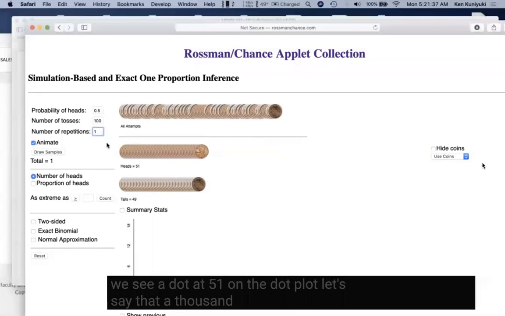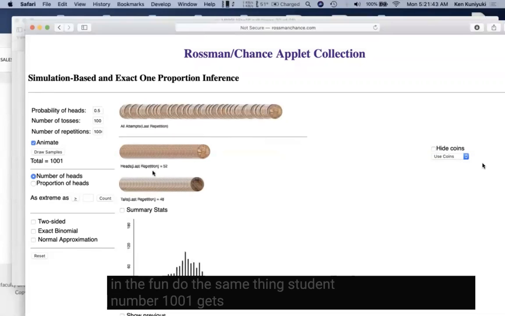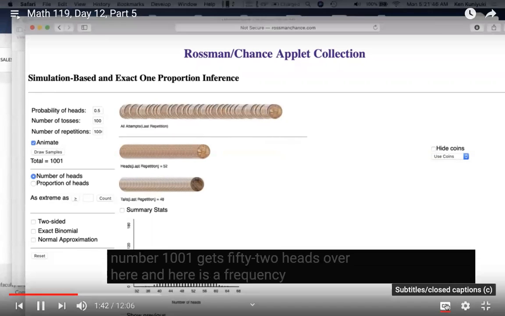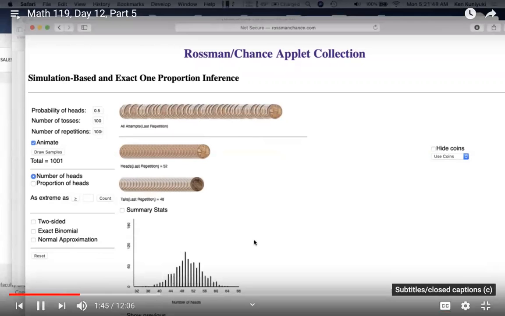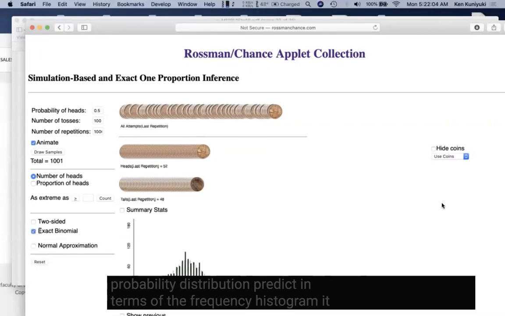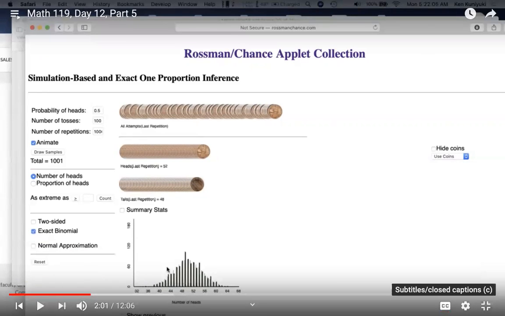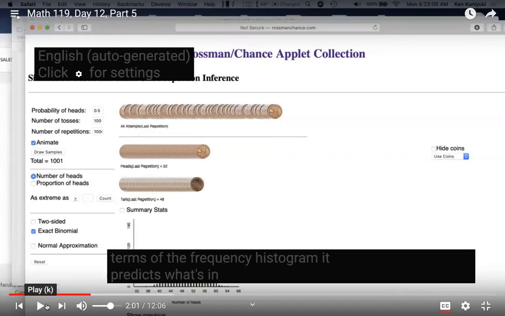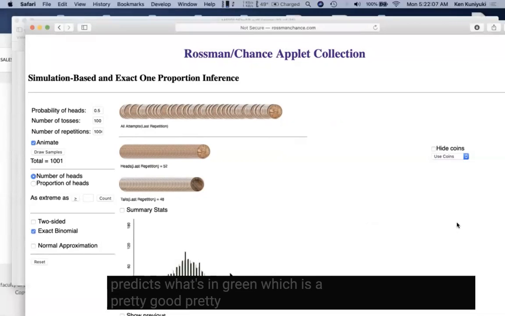Let's say that 1,000 more students join in the fun, do the same thing. Student number 1001 gets 52 heads over here. And here is a frequency histogram for the number of heads, the value of X, obtained by the 1001 students. Now, what would the corresponding binomial probability distribution predict in terms of the frequency histogram? It predicts what's in green, and it's pretty close, right? A pretty close model for what we actually see in our simulation.